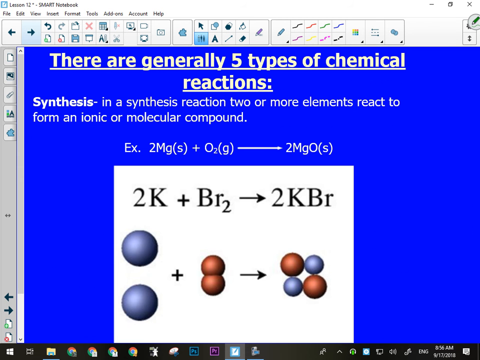So the first kind of reaction we're going to talk about is a synthesis reaction. And in a synthesis reaction, we have 2 elements combining to form a single compound.